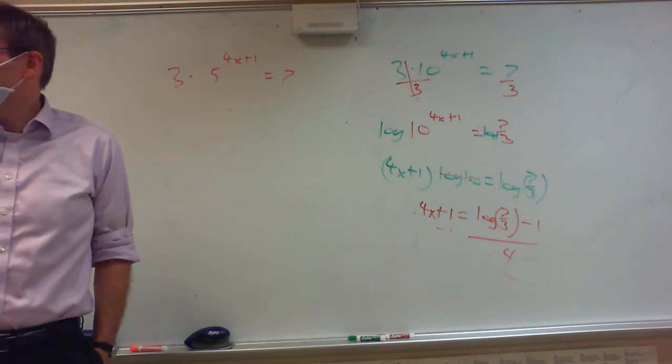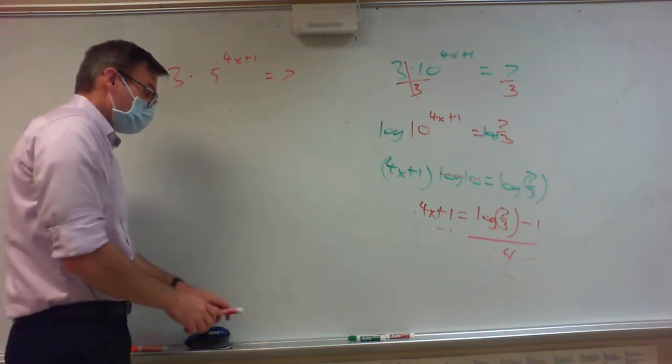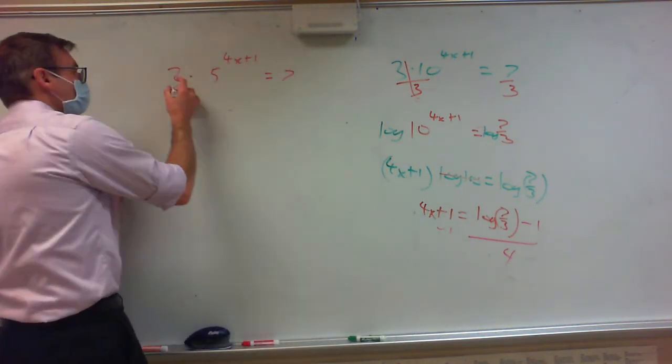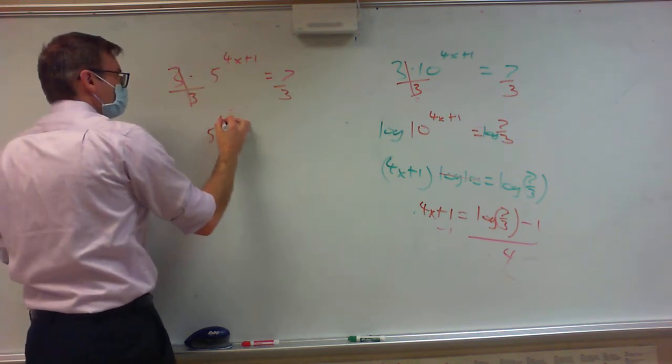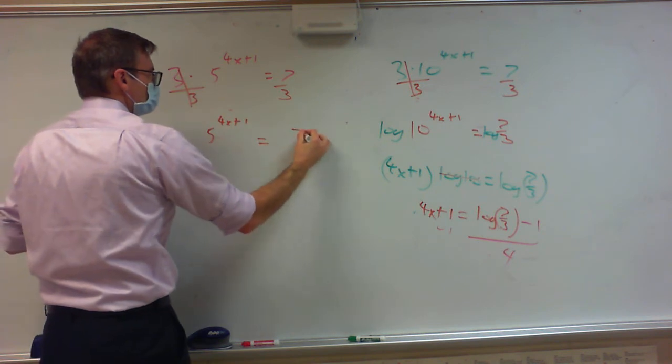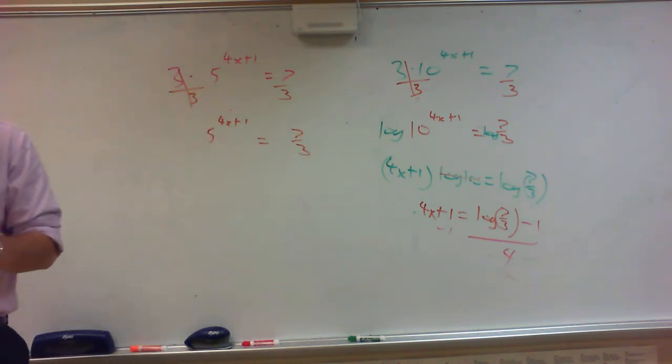Well, what do you do first? Divide by 3, right? Still got it. This is like what we did yesterday, so that gives us 5 to the 4x plus 1 is equal to 7 over 3. Now what? Which log do you want to use?